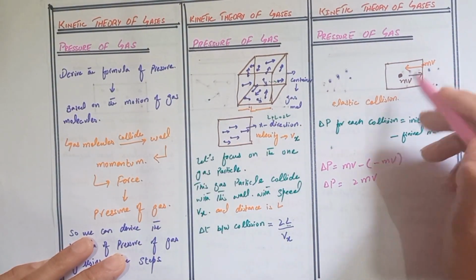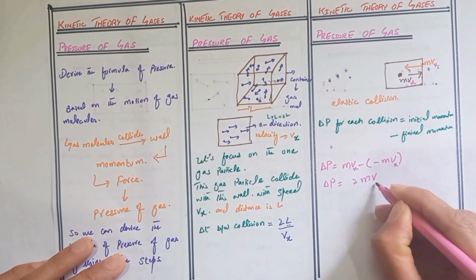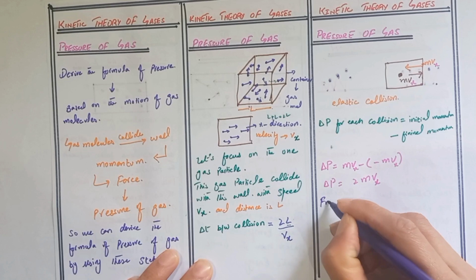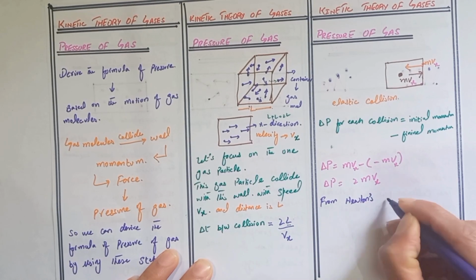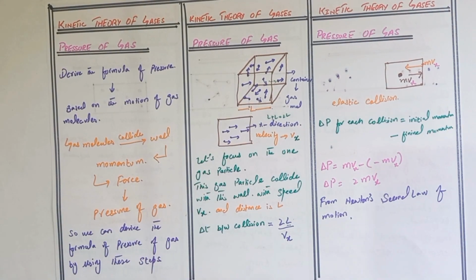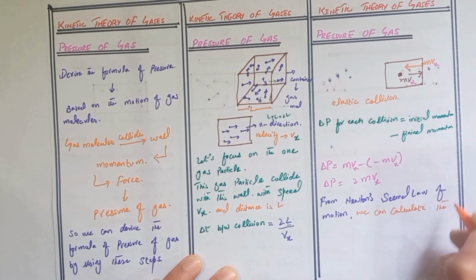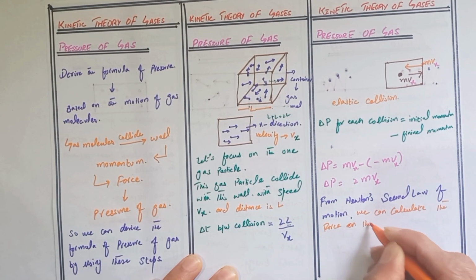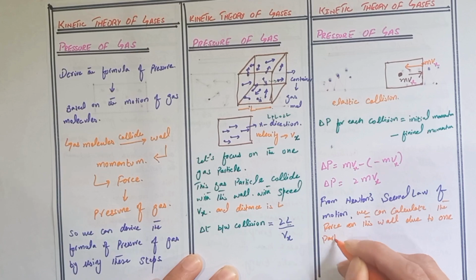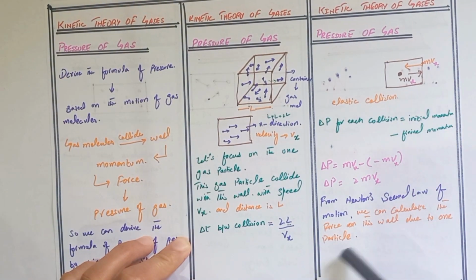Here the velocity, we take the velocity only in the x direction. So here we write vx. This velocity we take only in the x direction. From Newton's second law of motion, we can calculate the force on this wall due to one particle. So here we can calculate the force on this face of the wall due to this one particle.